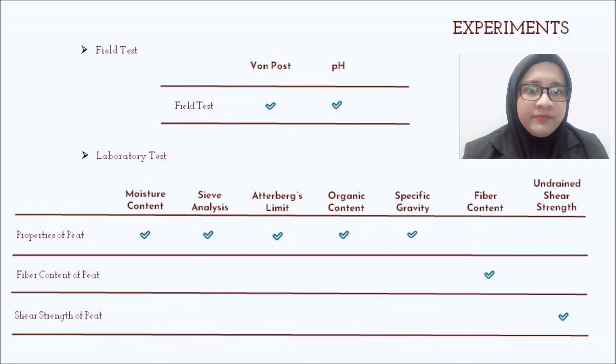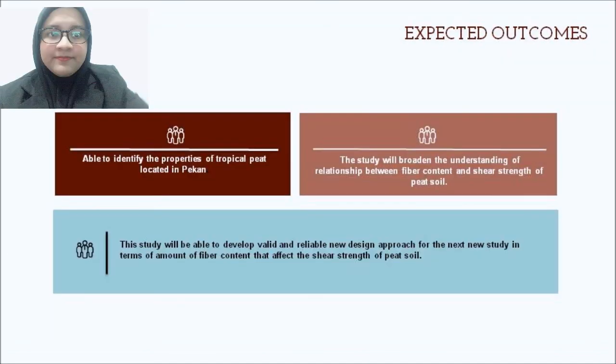For properties of the peat, the experiments that are going to be conducted are moisture content, sieve analysis, Atterberg limit, organic content, and also specific gravity. For fiber content, the only test that I'm going to conduct is the fiber content test, and last is the shear strength test. The suitable experiments for this is under shear strength.